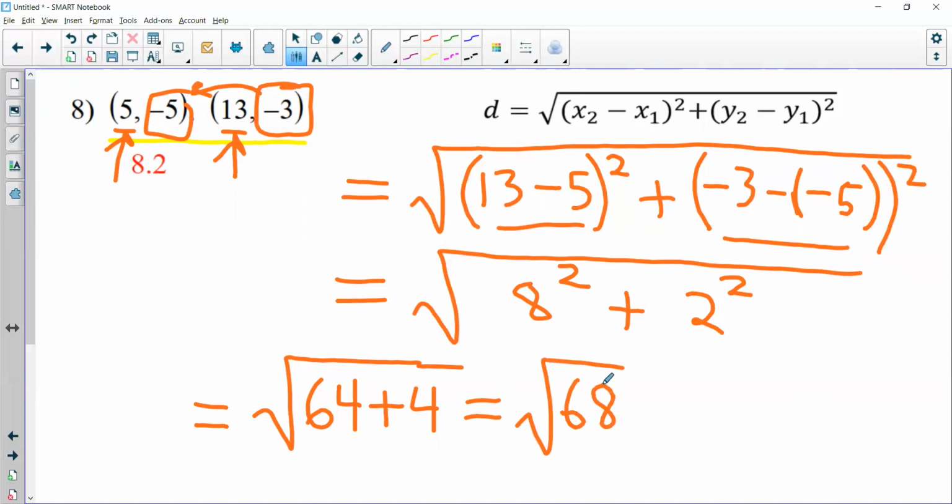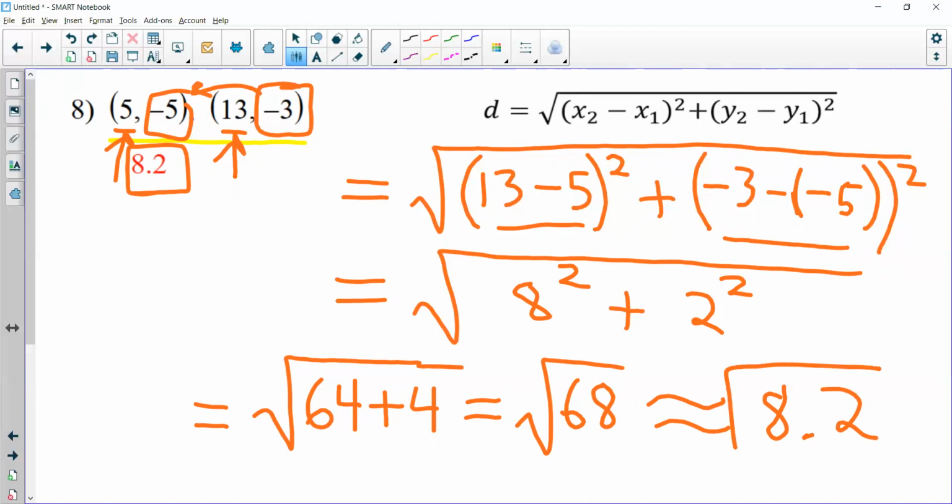And if you type that into a calculator, you get about equal to, and we already had the solution written up here, and that makes sense. It's 8.2 because 8 times 8 is 64. So the square root of 68 should be a little more than 8. And it is about 8.2. So that's our answer to number 8.